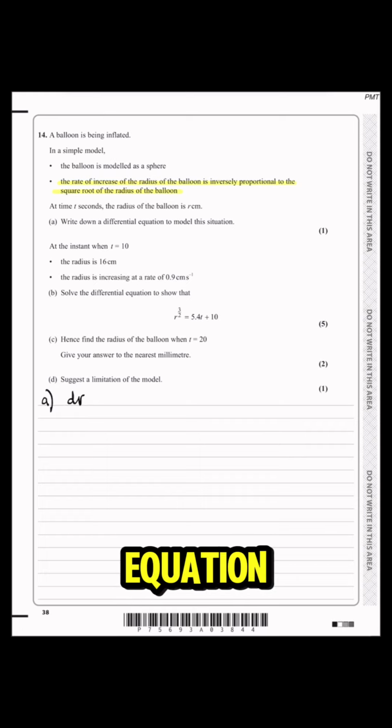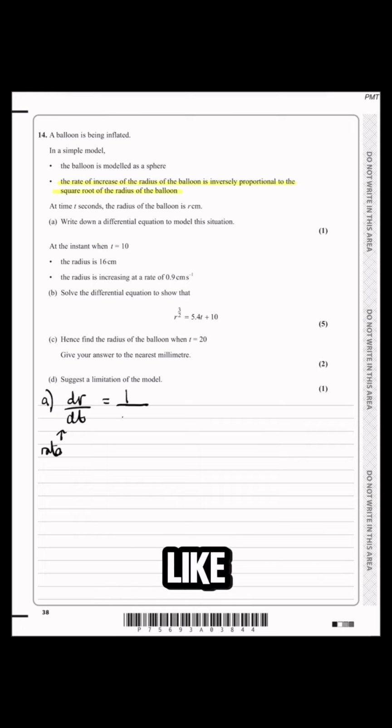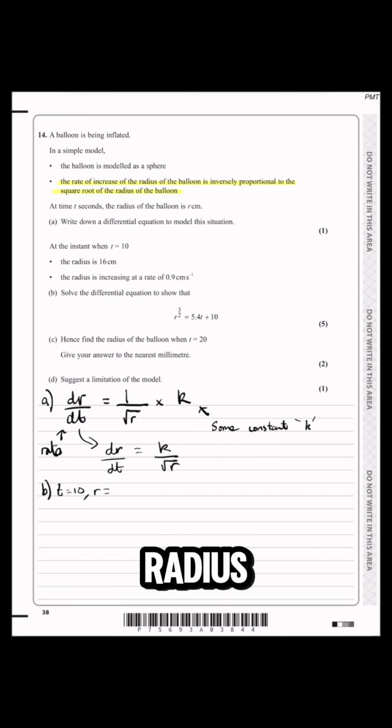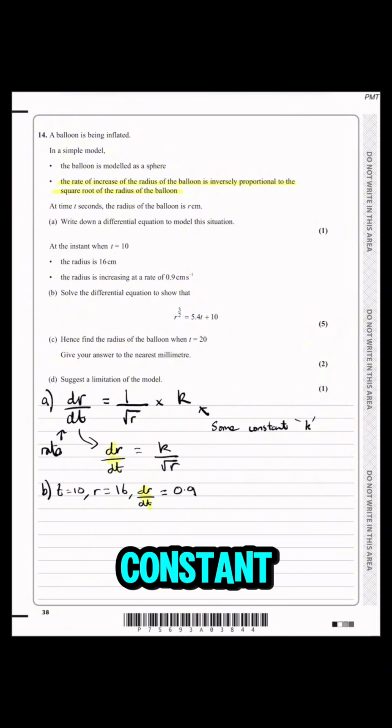It is a differential equation in A-level maths, which means we are modelling our own thing, basically. So it's a balloon, and we're modelling the change in radius with regards to time. We get given that the rate of change of the radius is inversely proportional to the root of the radius. So that's modelled by dr by dt equals 1 over root r times a constant.